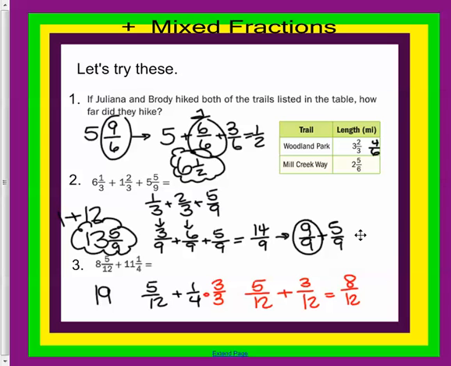8/12. Both of those numbers, 8 and 12, share a 4 in common. So if I simplify by dividing by 4, I get 2 on top and 3 on bottom. So really I have 19 2/3.